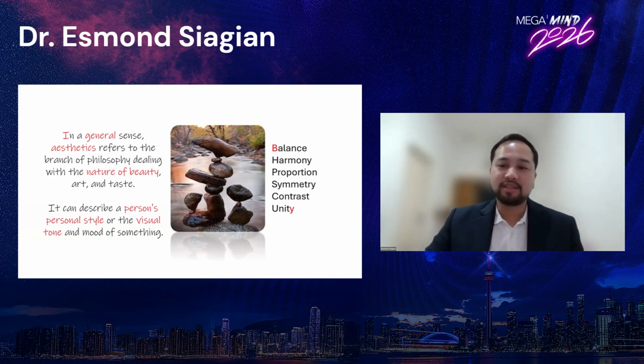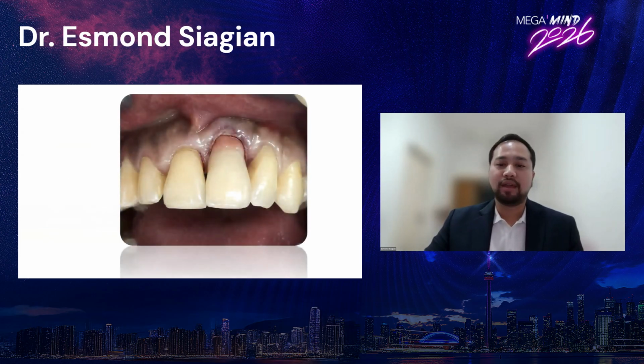Let's start. What is aesthetic? In general sense, aesthetic refers to the branch of philosophy dealing with the nature of beauty, art, and taste. Aesthetic is about balance, harmony, proportion, symmetry, contrast, and unity. And is this harmony? Is this balance?